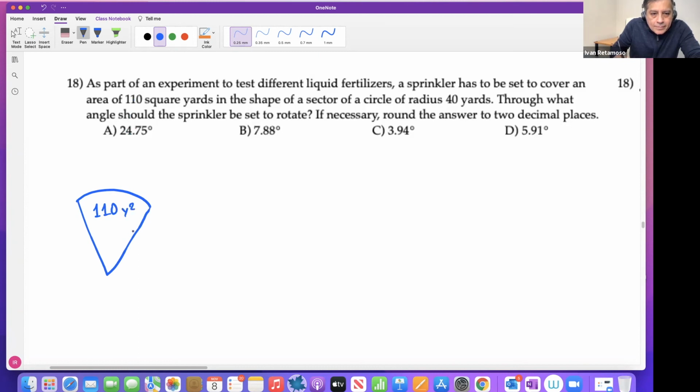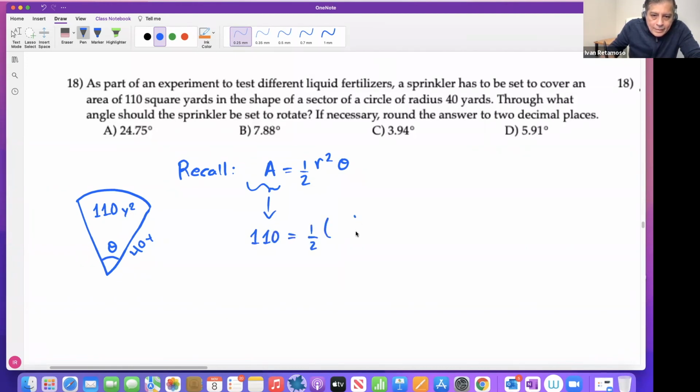Yards square. All right, this is the sector, right? Let's represent with theta the angle that we don't know, right? But recall, area and angle are related this way, right? Together with the radius. The radius, by the way, is 40 yards. So 40 here. So area is equal to 1/2 R squared times theta, right? R squared times theta. I have the area. The area is 110, right? 1/2. Radius, I have also 40 yards, right? 40 yards.